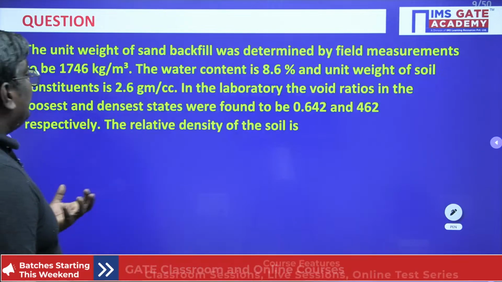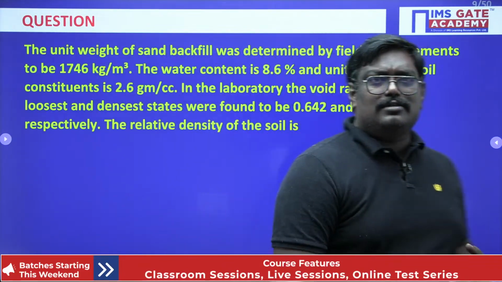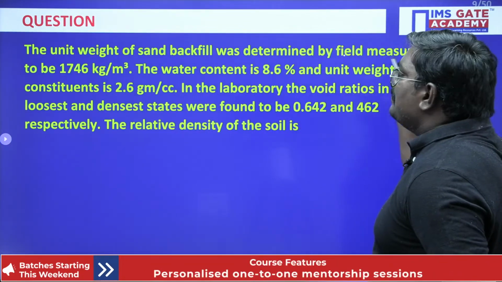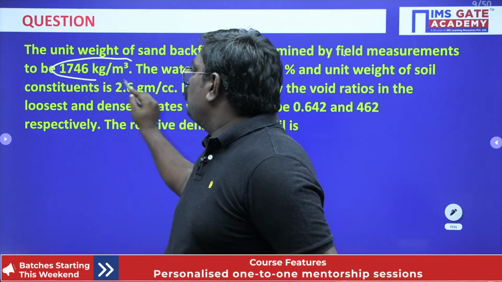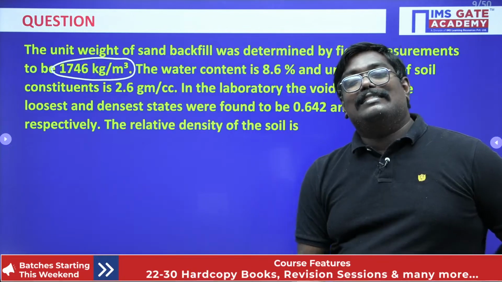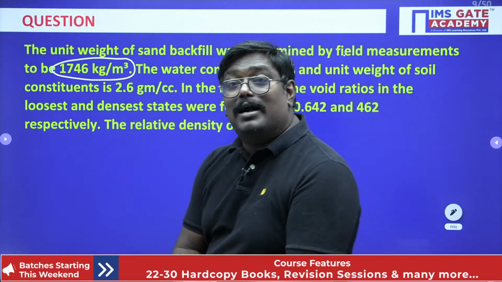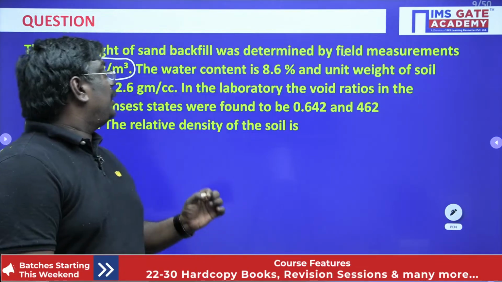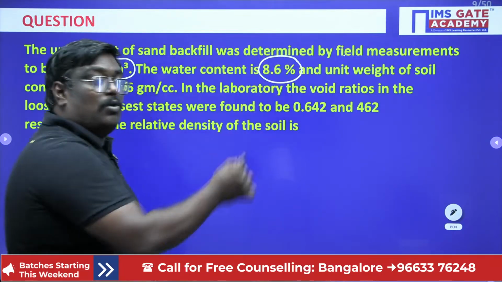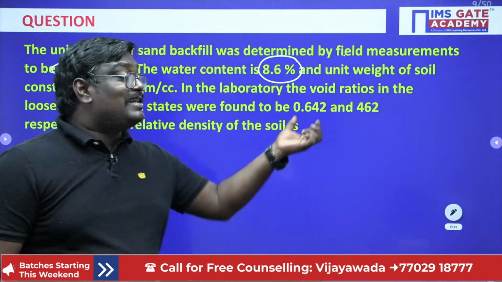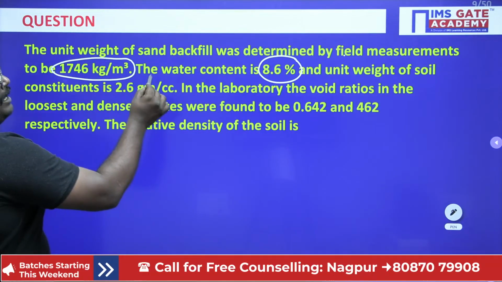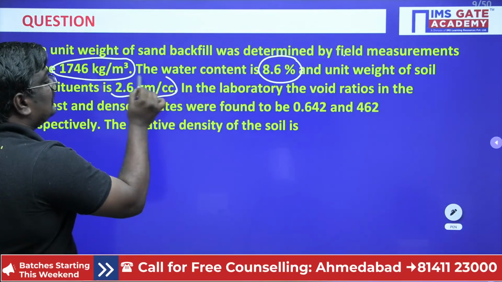Now let us go to the next problem. Now my dear students, there is a beautiful problem here. The unit weight of sand backfill from field measurements was found to be 1746 kg per meter cube. So what is given in the problem? The unit weight, that means gamma, is nothing but 1746 kg per meter cube, and the water content of the soil is 8.6 percent. What is the water content of the soil, my dear students? The water content of the soil is 8.6. And the unit weight of soil solids is 2.6 gram per cc.